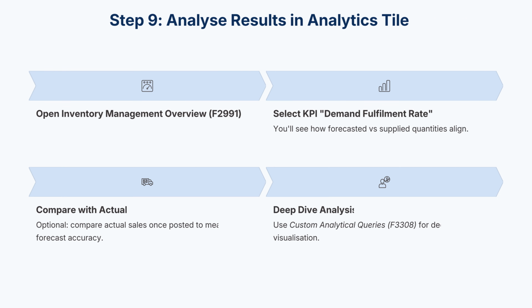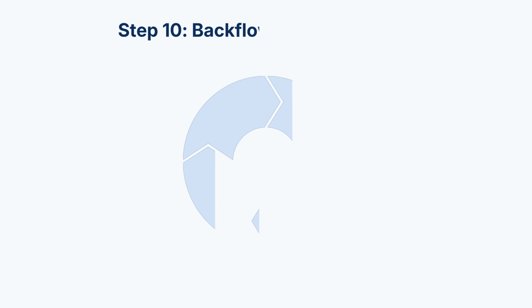Step 9. Analyze results in Analytics tile. Switch to Inventory Management Overview, F2991. Select the KPI Demand Fulfillment Rate. Compare the forecasted versus supplied quantities. If your MRP created the right proposals, you'll see a near 100% fulfillment. For deeper insight, use custom analytical queries, F338, to visualize the demand-supply curve.